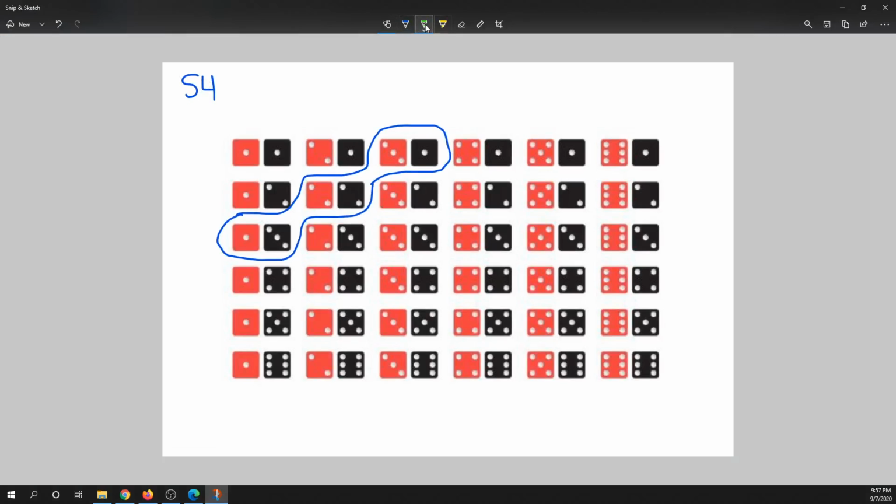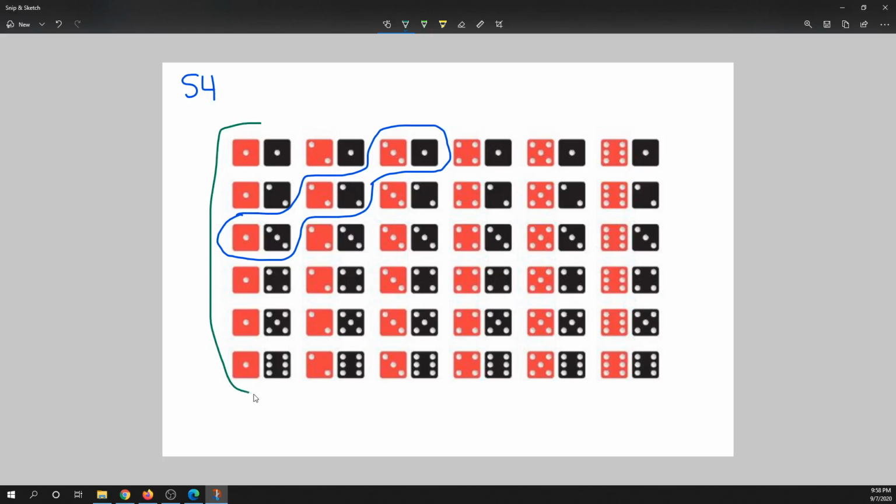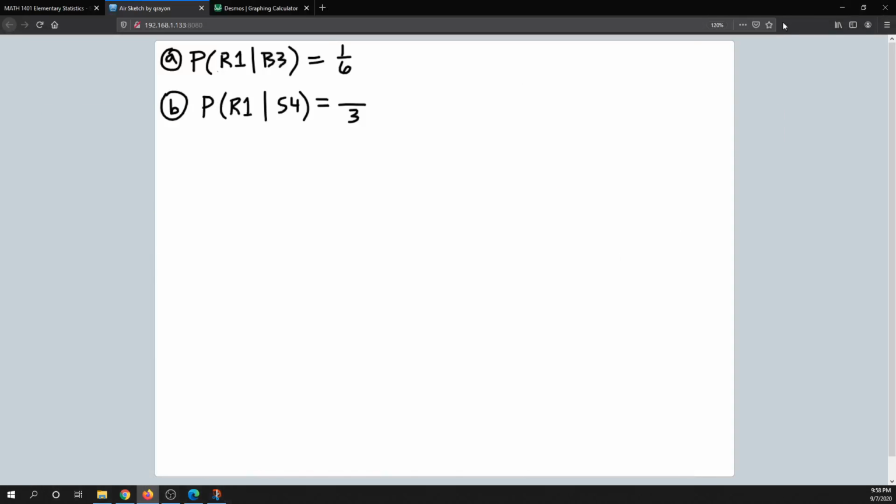And then R1 is going to be this, where the red die comes up to be a 1. What we would do is count up how many of these elements of R1 are also in S4. You can see there's only one. It's basically the intersection of these two. And so the top number on here would be a 1. So that's part B, 1/3.